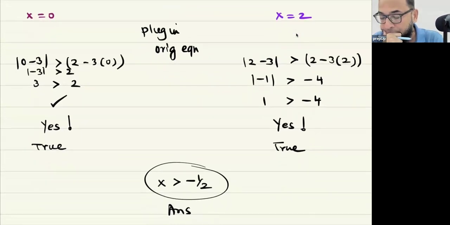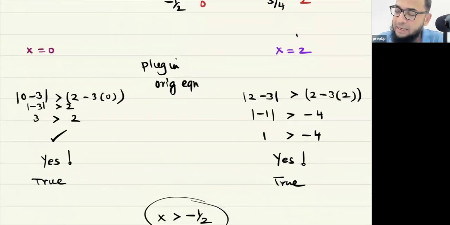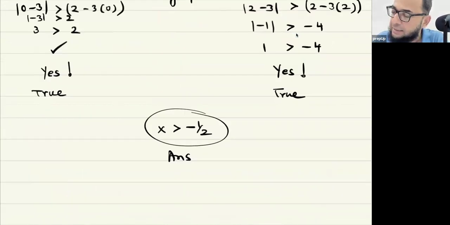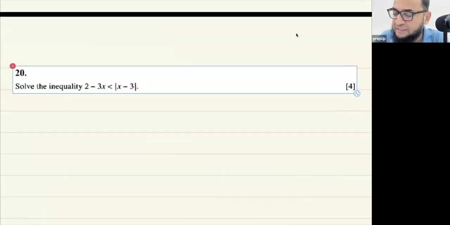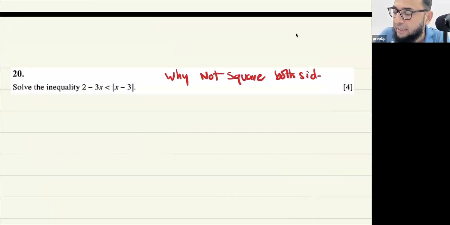Now the thing is, what if someone says, what if I pick this question up and solve it through case number 3? What difference does it make? Now someone says, why not square both sides? This was the issue that was raised last time, that I told you people. Why not square both sides? What difference will it make?